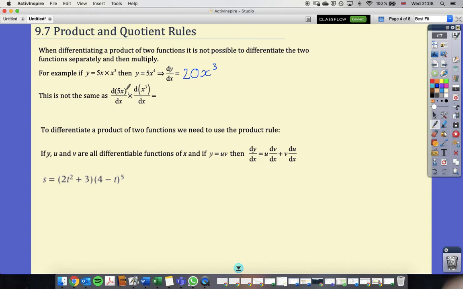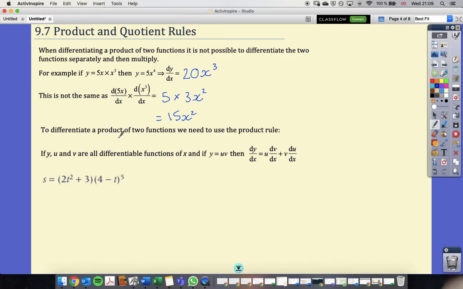If we look at going down that route of differentiating each part individually and then multiplying it, so if we differentiate 5x, we would get 5, and if we differentiate x cubed, we get 3x squared. We can see that we're getting a very different answer to the one above. So it's fine to go through differentiating terms when they're added or subtracted. When they're multiplied or divided, we need to use one of these two rules.